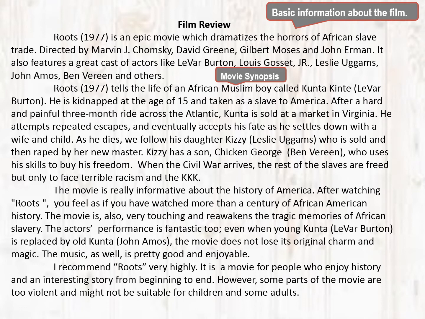Let's read it. The movie is really informative about the history of America. After watching Roots, you feel as if you have watched more than a century of African American history. The movie is also very touching and reawakens the tragic memories of African slavery. The actor's performance is fantastic too. Even when young Kunta Kinte is replaced by old Kunta, John Amos, the movie does not lose its original charm and magic. The music as well is pretty good and enjoyable.